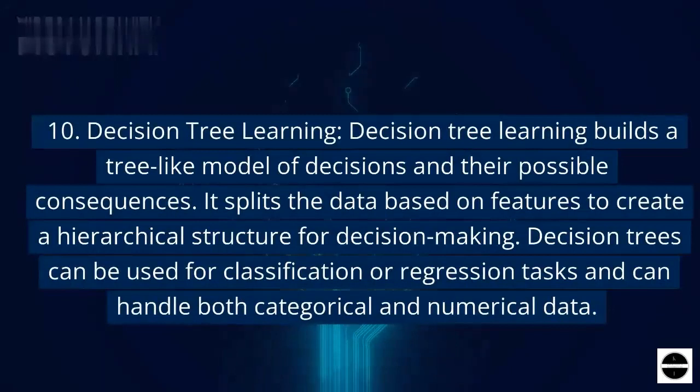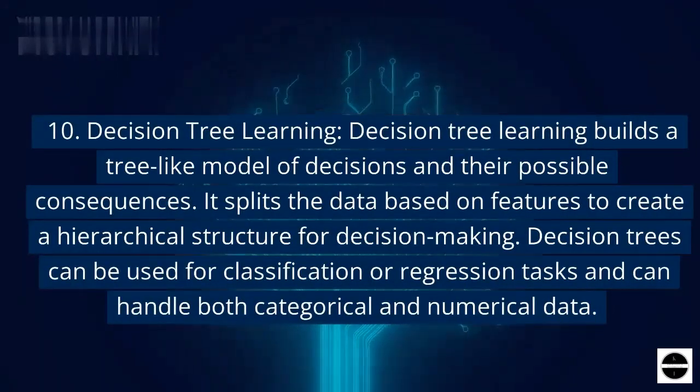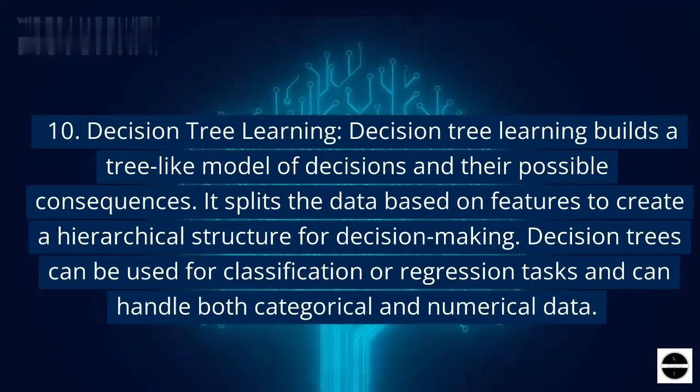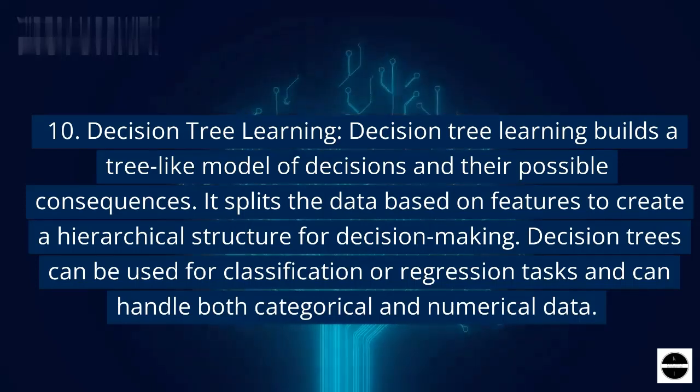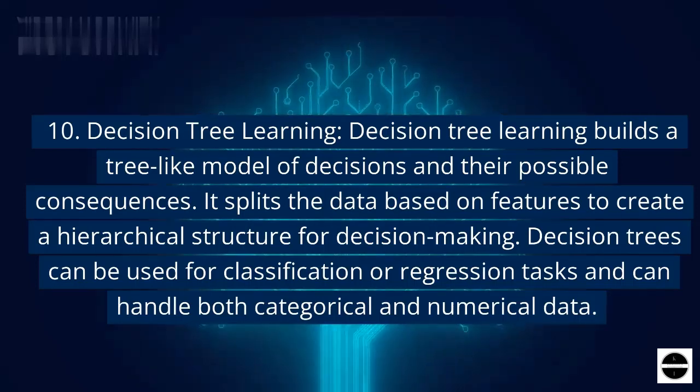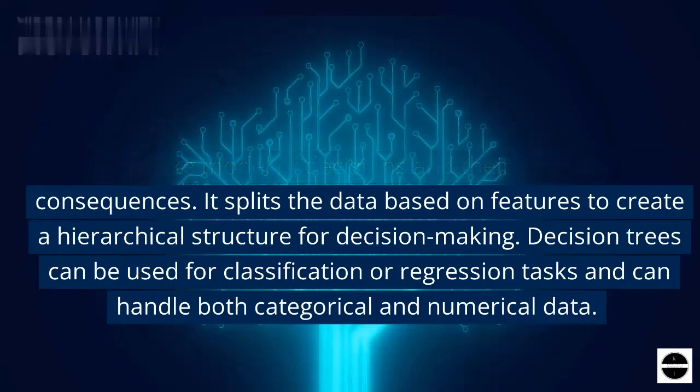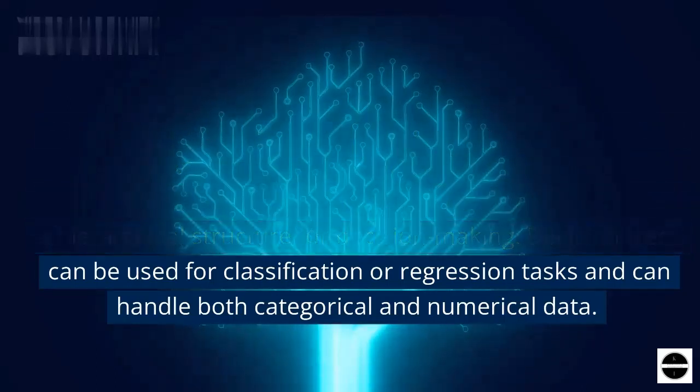10. Decision tree learning. Decision tree learning builds a tree-like model of decisions and their possible consequences. It splits the data based on features to create a hierarchical structure for decision-making. Decision trees can be used for classification or regression tasks and can handle both categorical and numerical data.